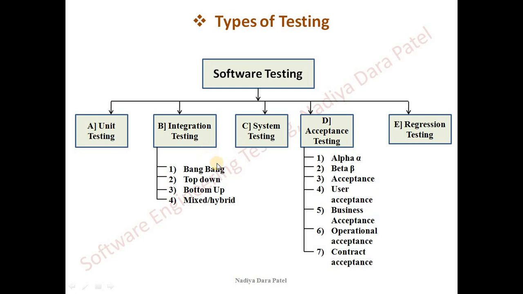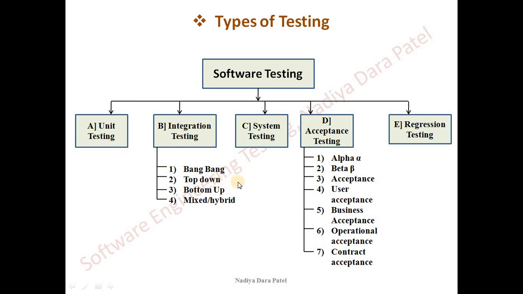Under integration testing, we have bang, top down, bottom up, and mixed or hybrid, which are very easy. I'll quickly explain. Bang, as the name suggests, is just get started and perform your work with the help of test cases. Just take the system as it is and perform testing without getting into what the code is, what data structure is used, what validation is done. Don't bother about anything, just perform your testing. That is known as bang testing.